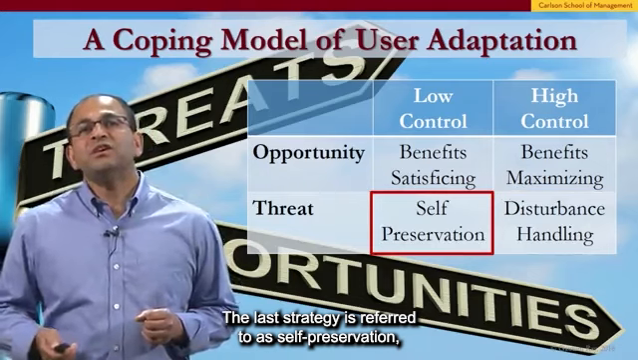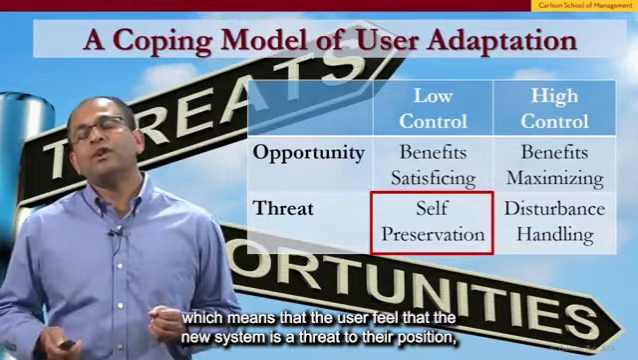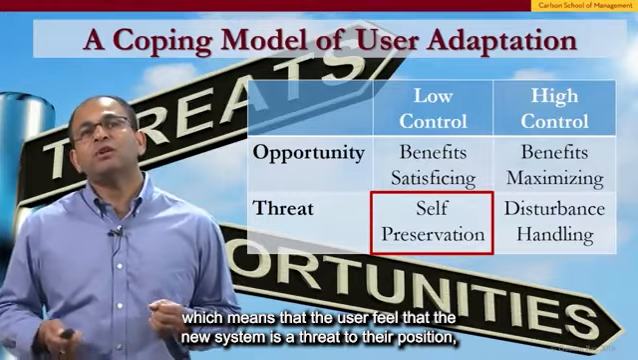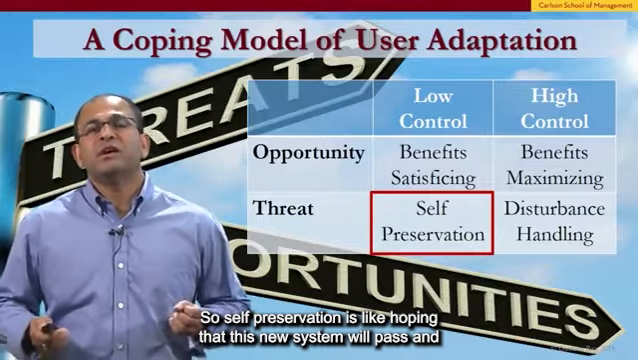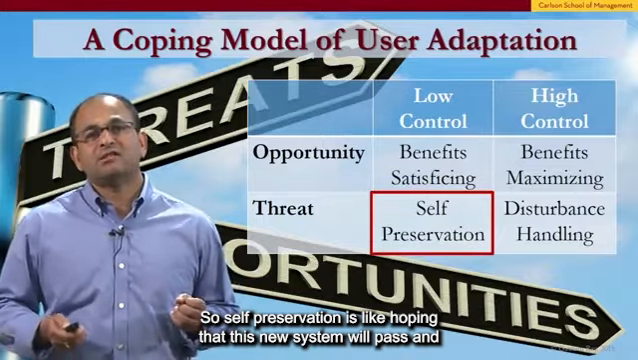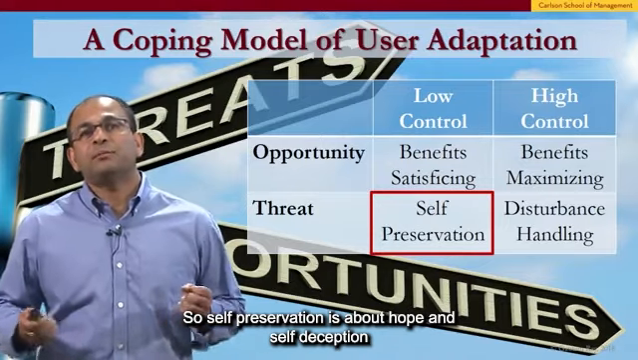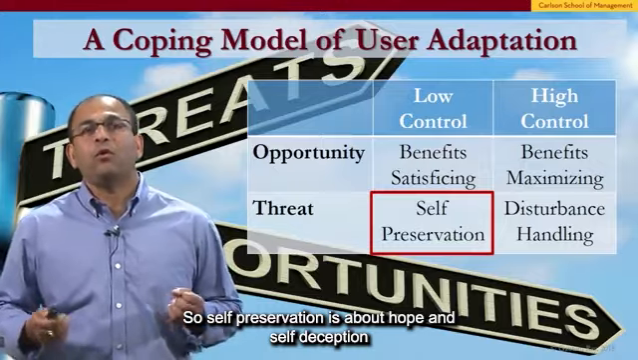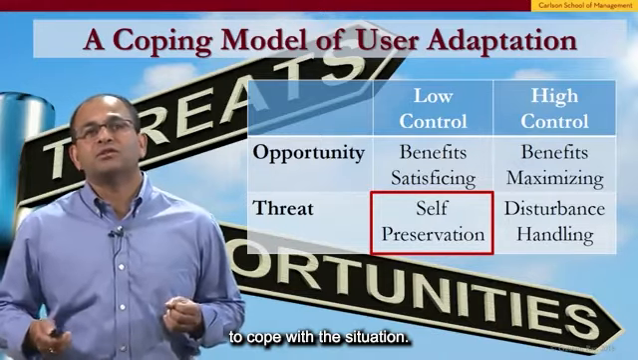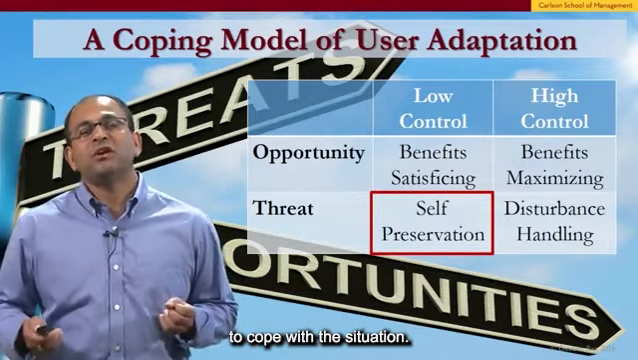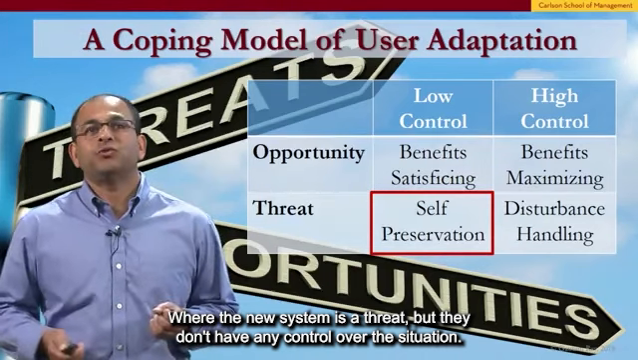The last strategy is referred to as self-preservation, which means that the users feel that the new system is a threat to their position, but they don't have any control. So self-preservation is like hoping that this new system will pass and nothing will change. So self-preservation is about hope and self-deception to cope with the situation where the new system is a threat, but they don't have any control over the situation.